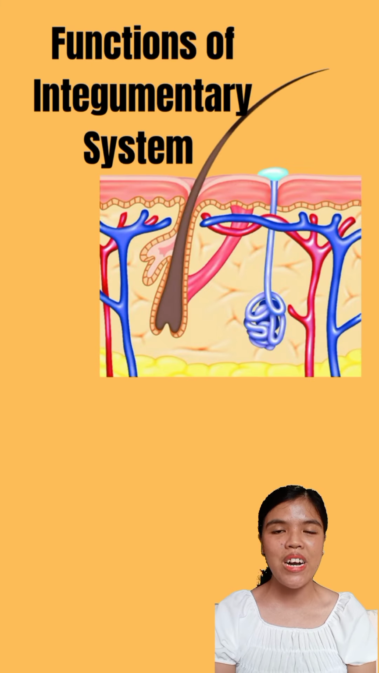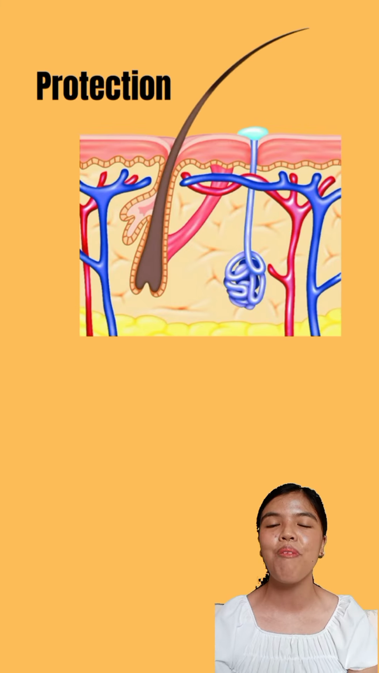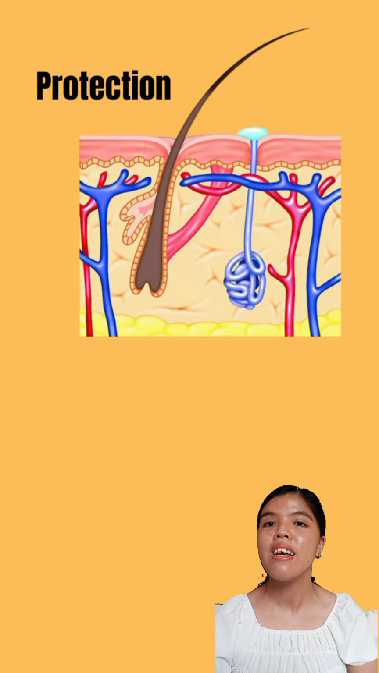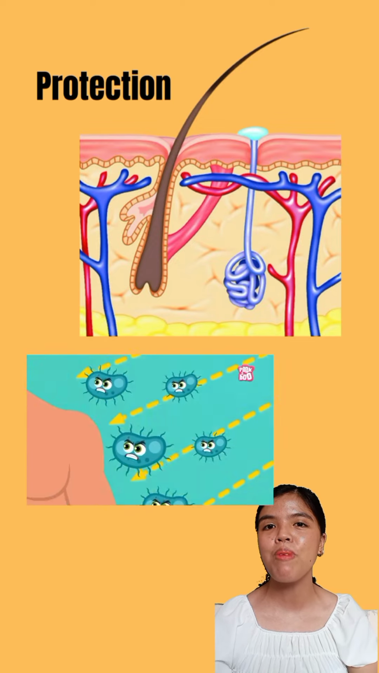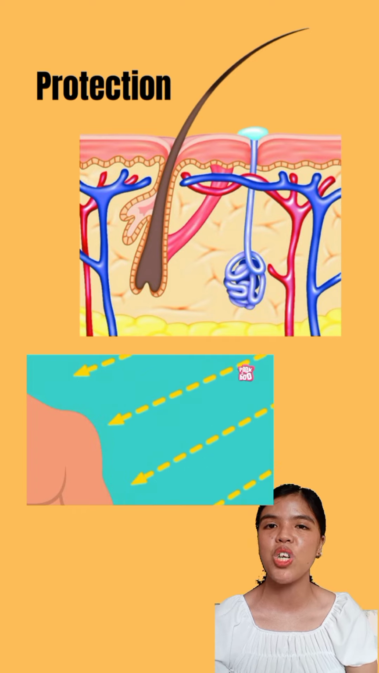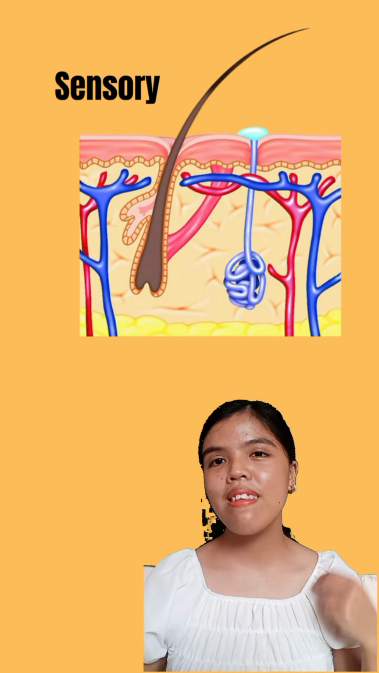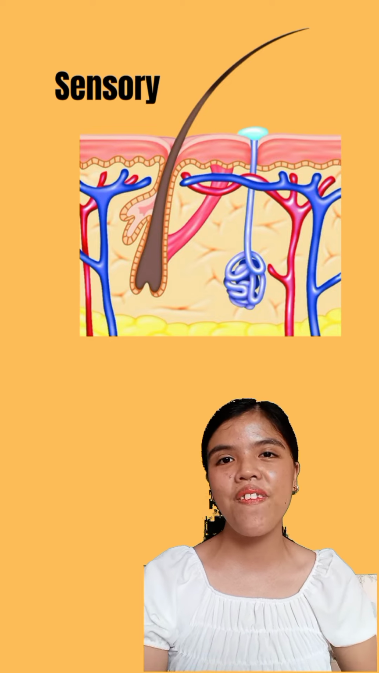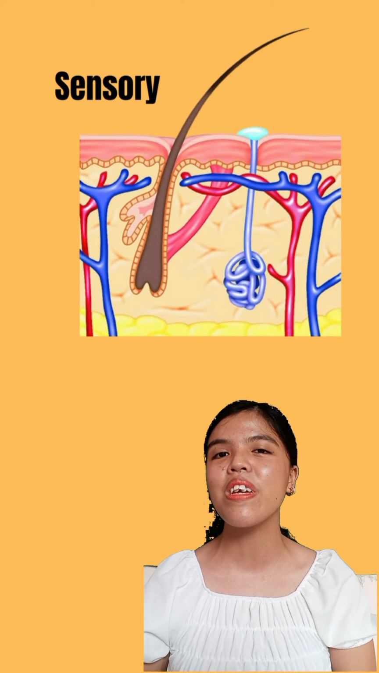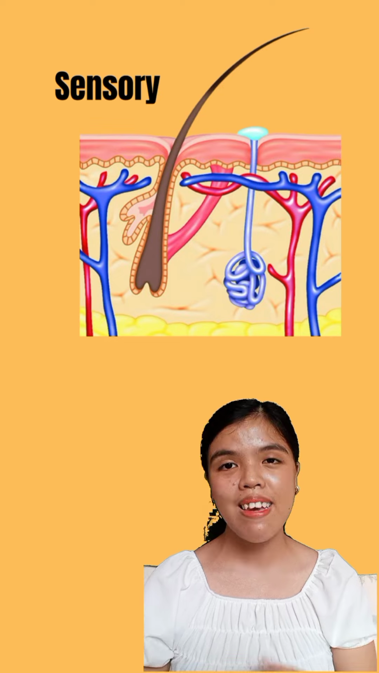So, here are the functions of the integumentary system. The first one is protection. The skin protects the rest of the body from the basic elements of nature such as wind, water, and even the UV sunlight. The second one is sensory. The fact that you can feel an ant crawling on your skin, allowing you to flick it off before it bites, is because of the skin.